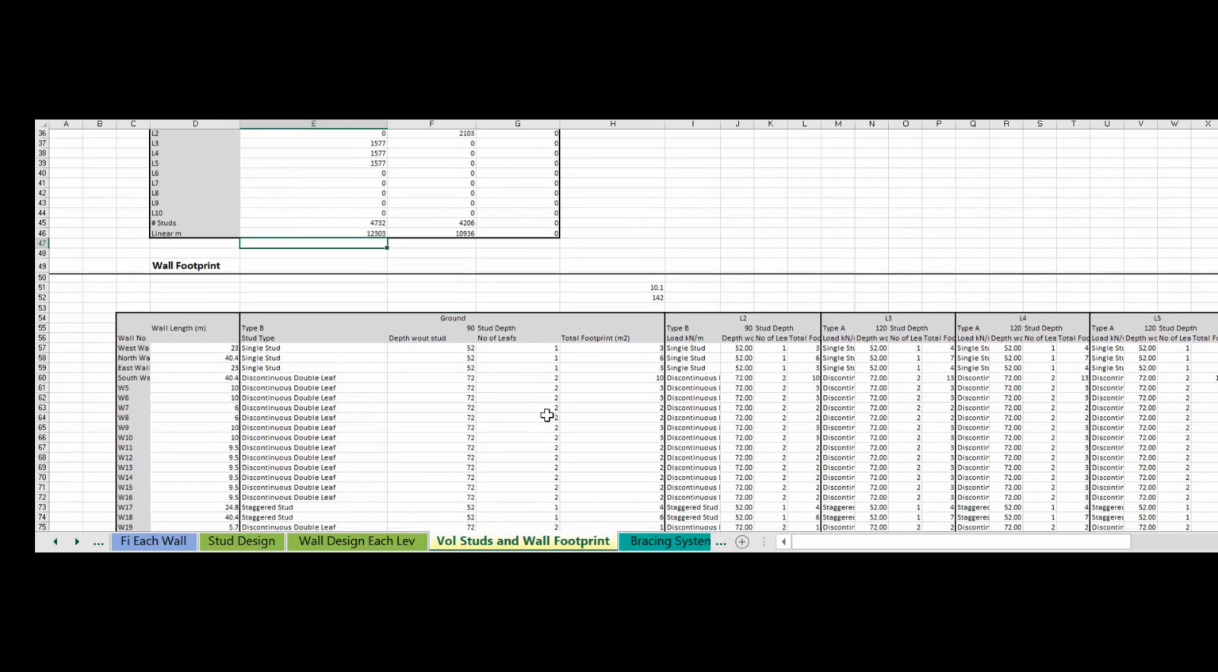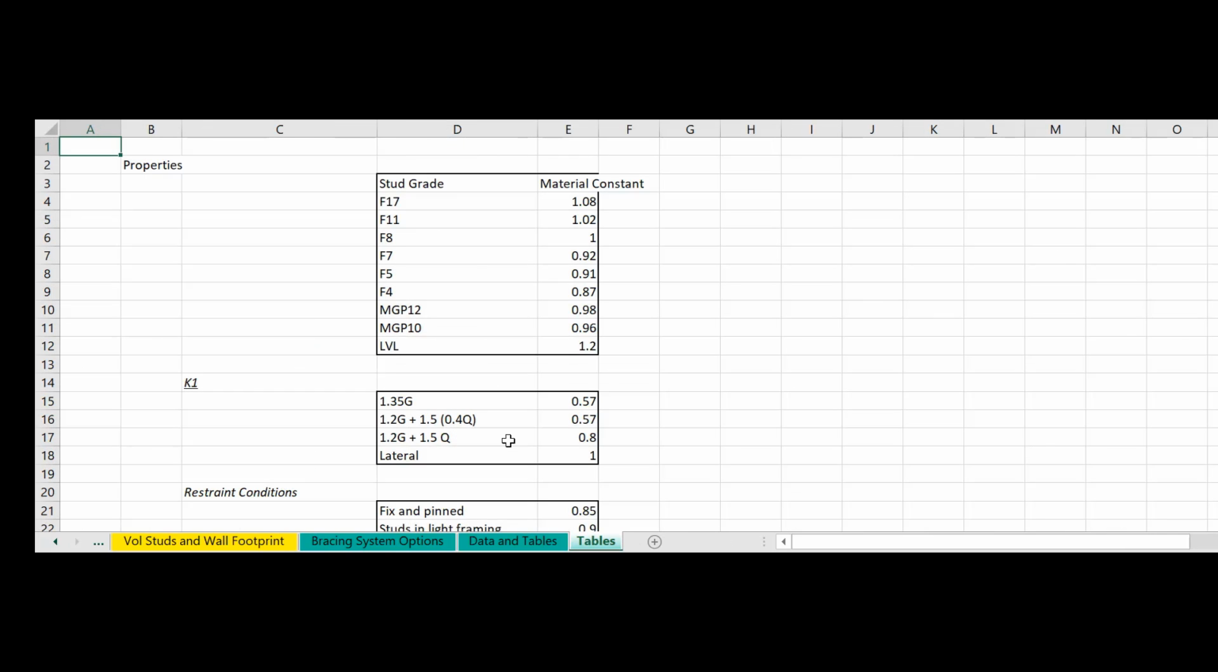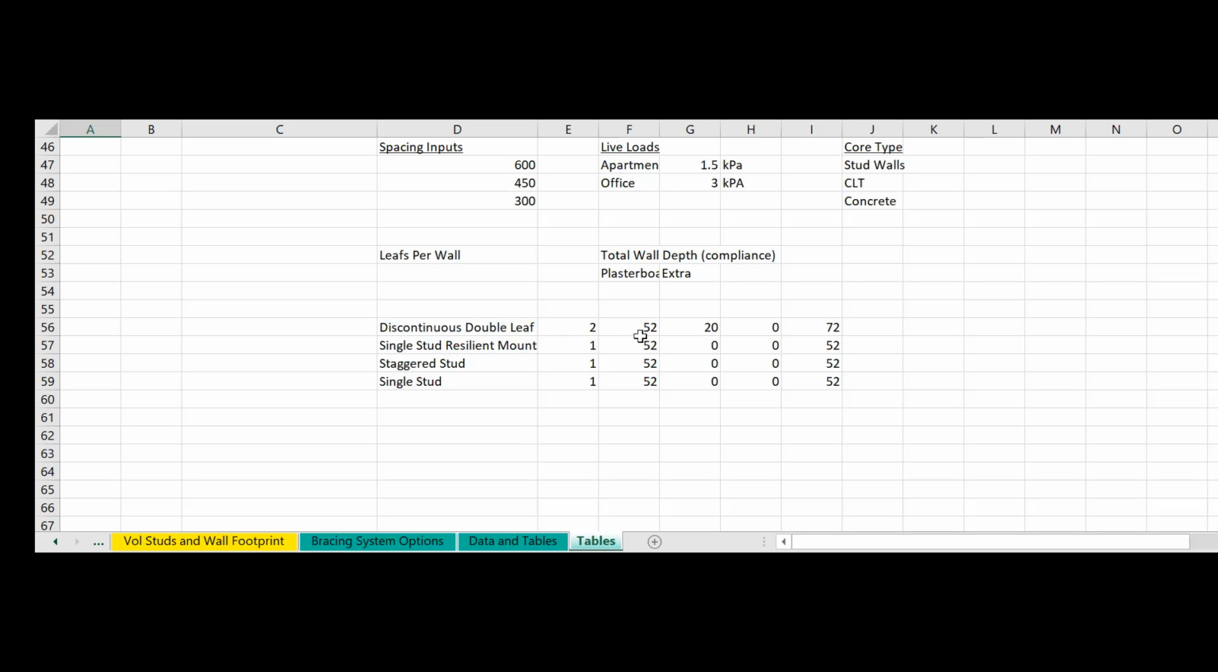So the next part is we're calculating the total wall footprint of each stud type. Again, you input the single stud, discontinuous, and so forth. For a single stud, the wall depth is going to be less than the discontinuous double leaf. So this is just the total wall depth here. This is the stud, this is the gap, and this is the plasterboard. So this is the whole build up.